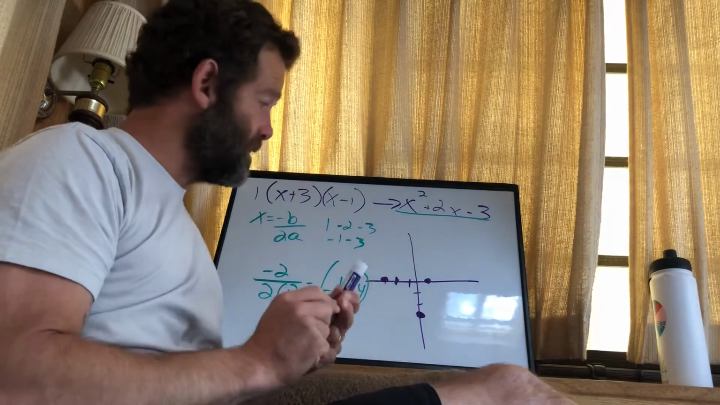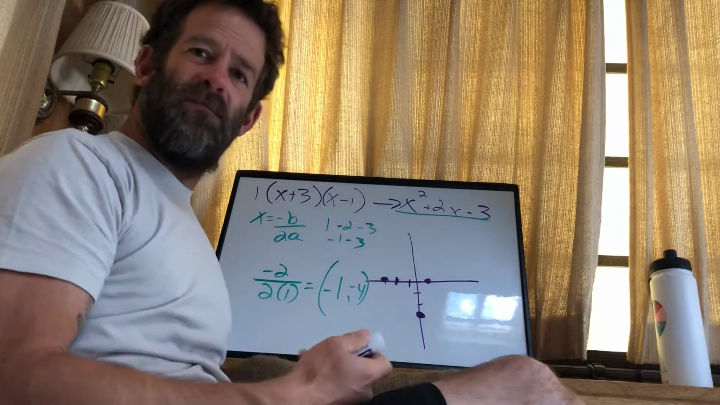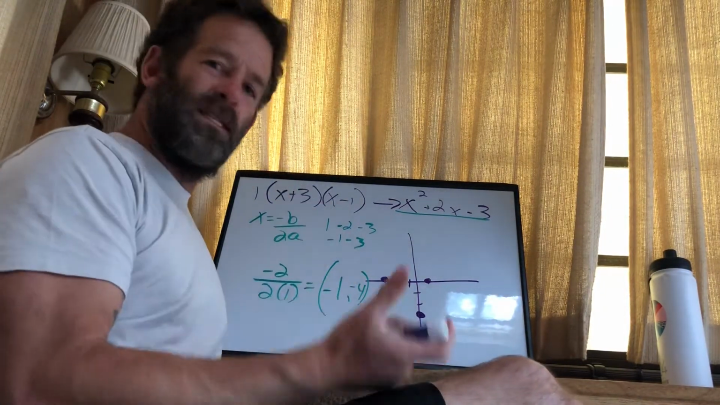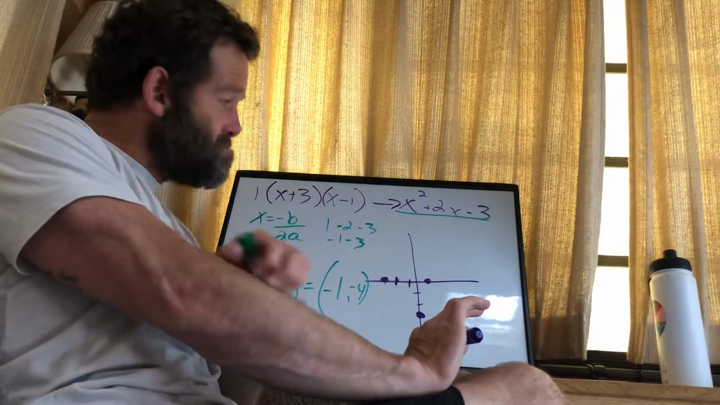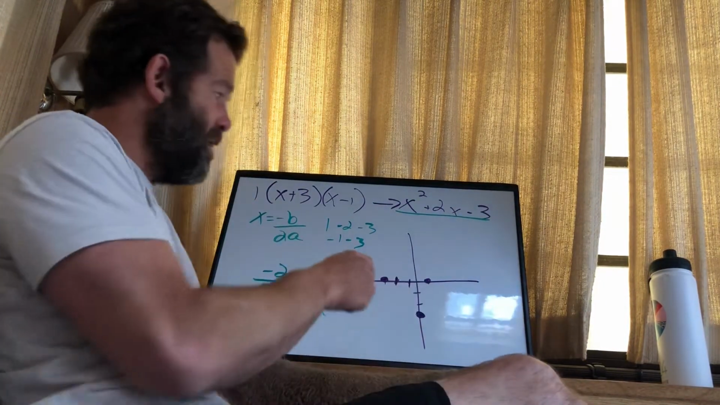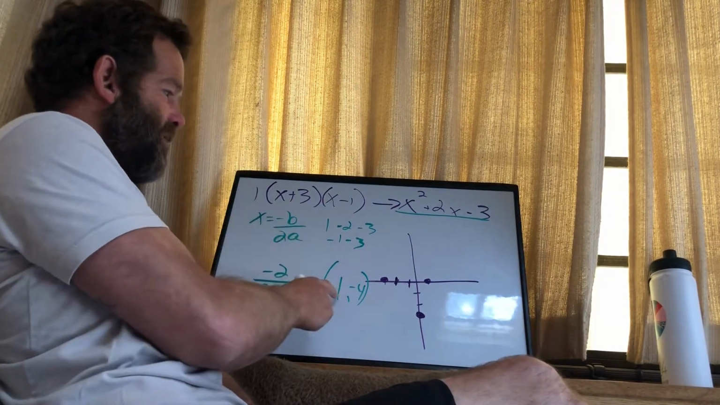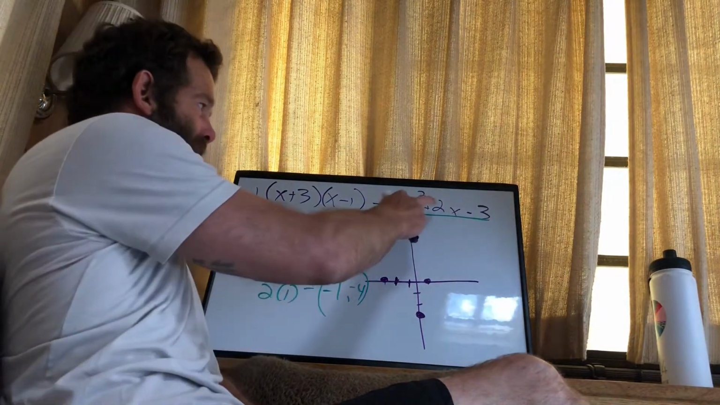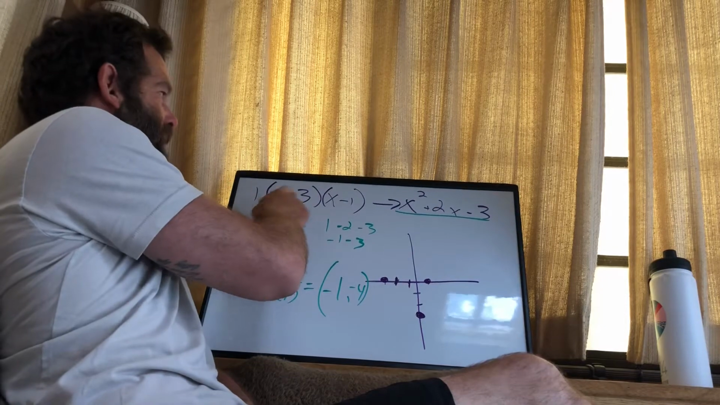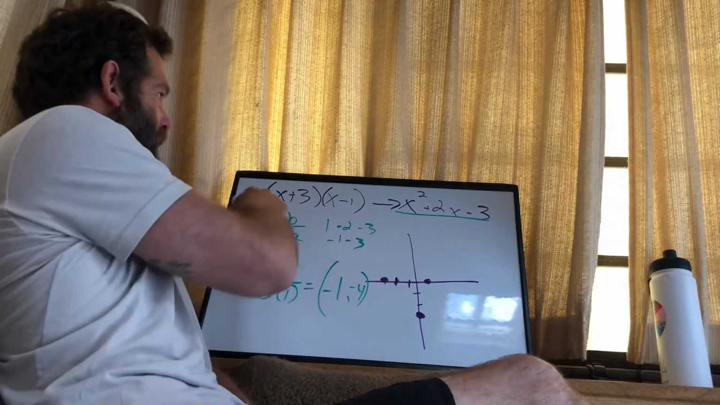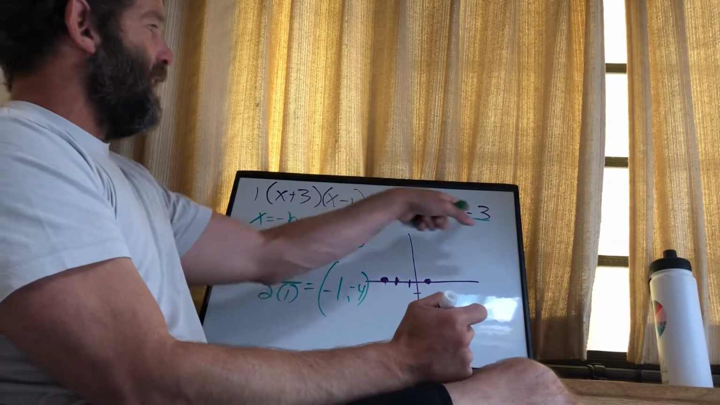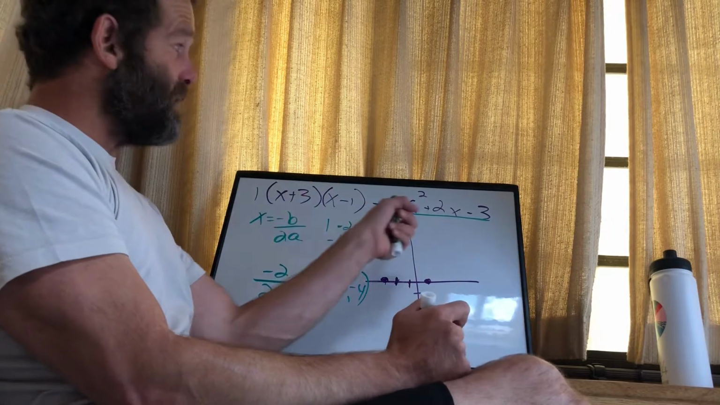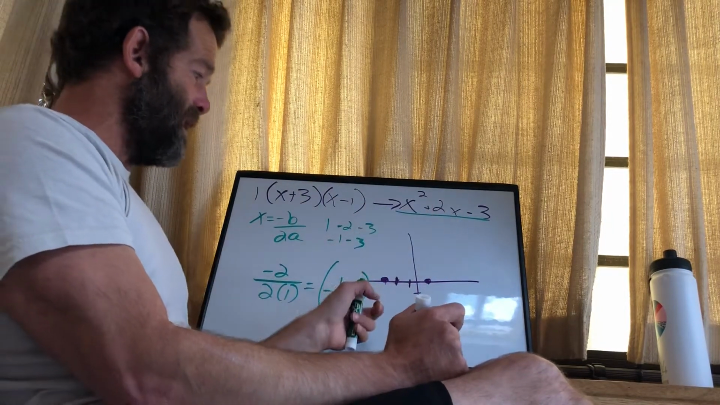That's my vertex. Once again, if I lost you on that, this is totally review, but you might have not done this for a while, so you're using -b over 2a to find your x coordinate. Once you find your x coordinate, you can plug it into this equation, and you're going to get -4 for your y, because remember, it's always y equals. Or I can plug it into my standard form, and I still get -4.